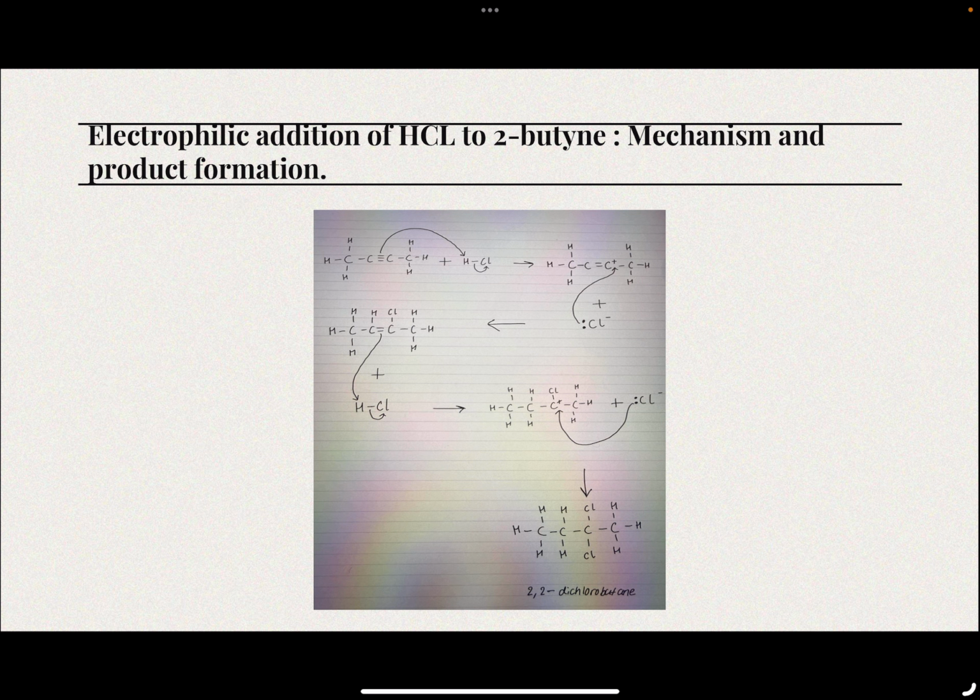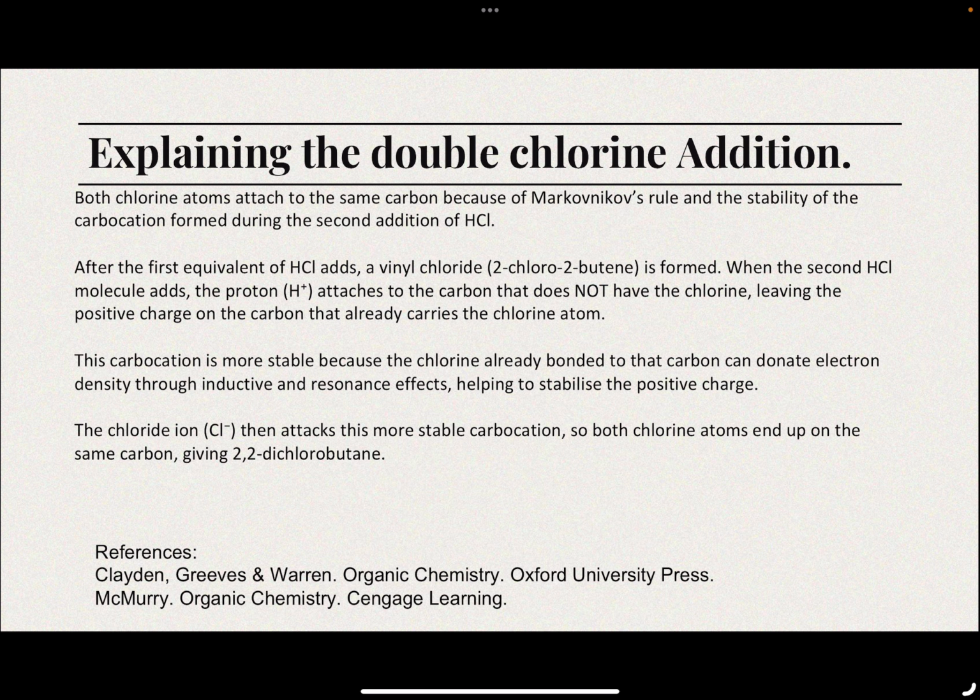This is the electrophilic addition of HCl to 2-butene, mechanism and product formation. And then explaining the double chlorine addition. So both chlorine atoms attack the same carbon because of Markovnikov's rule and the stability of the carbocation formed during the second addition of HCl.